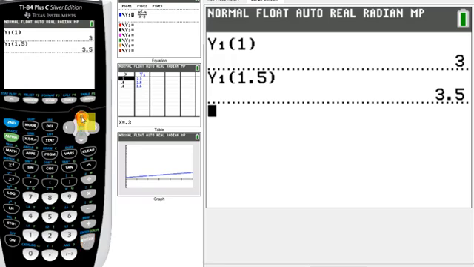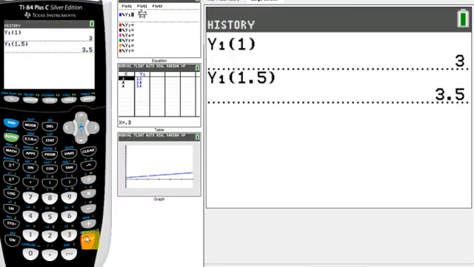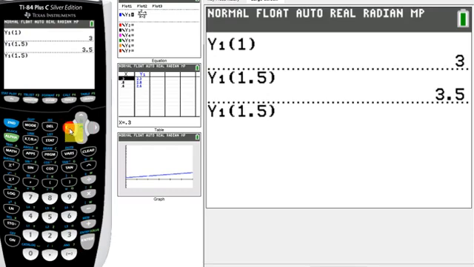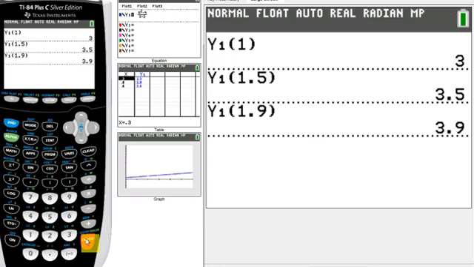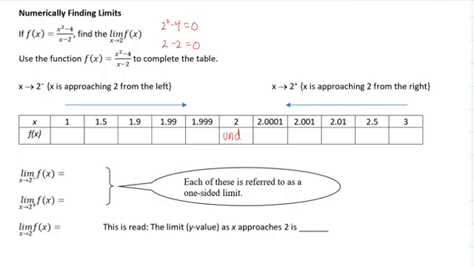We'll do it one more time here. All right, so I'm going to hit enter. I'm going to change 1.5 to 1.9 this time. And I can continue to do that, and we would end up with these numbers in our chart. We're going to get 3, 3.5, 3.9, 3.99, 3.999. So you can see that as x approaches 2 from the negative side, it looks like these numbers are getting closer and closer to 4.